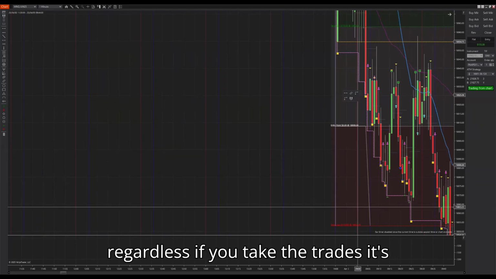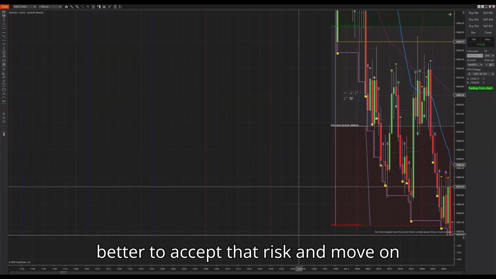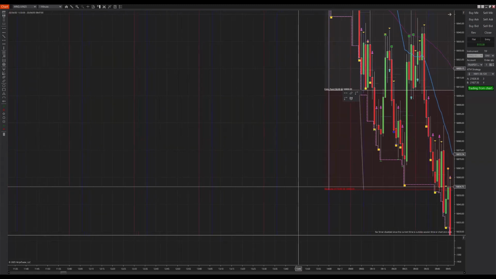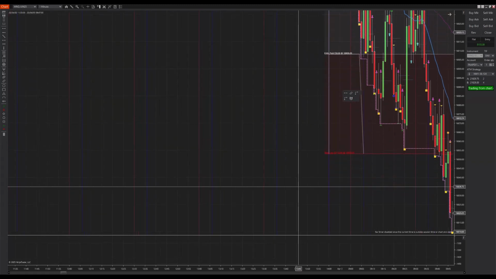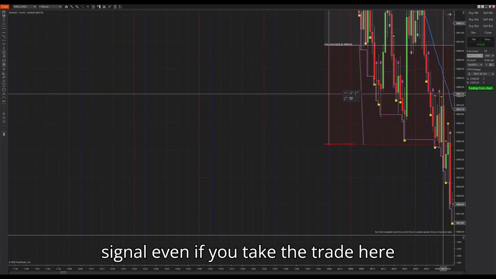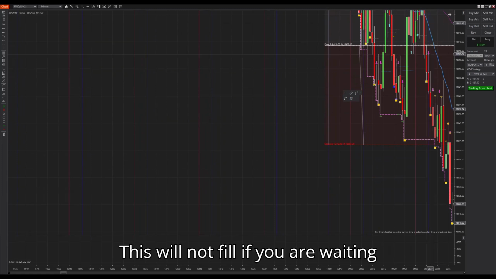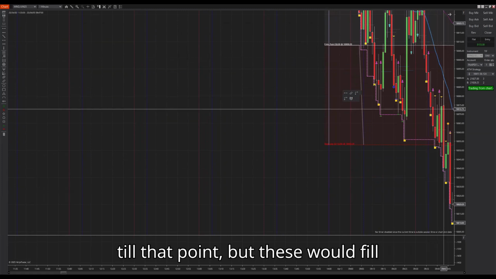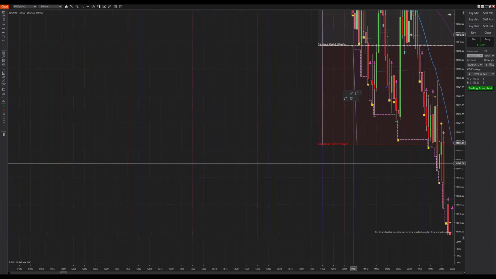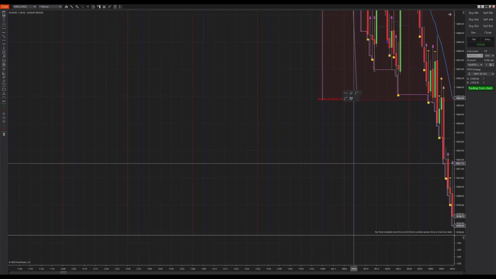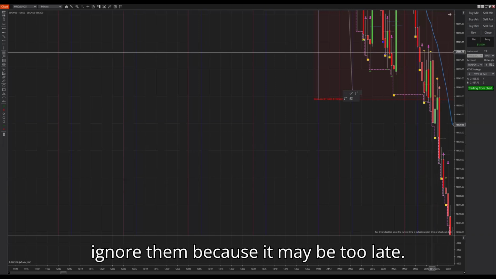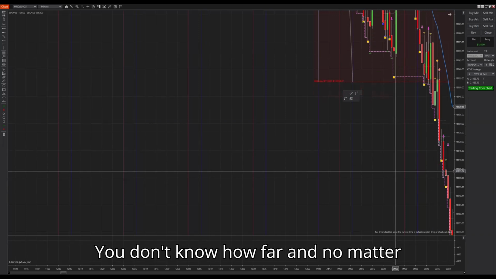Regardless, if you take the trades, it's better to accept that risk and move on than holding on to them because it's going down like this. So first signal, even if you take the trade here, this will not fill if you're waiting till that point, but these would fill and they would succeed. And then second and third, these signals, ignore them because it may be too late. You don't know how far.